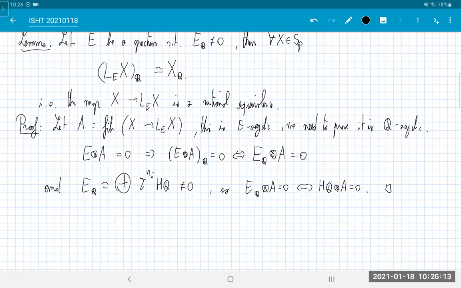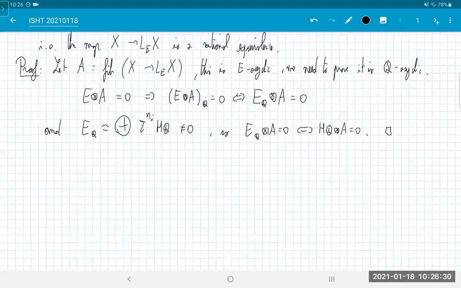Okay, so the rational part is easy. Let's see what we can say about the p-complete part. The p-complete part is where the interesting things happen. I didn't finish writing the proof in the notes. Well, let's improvise. It's not a hard theorem.